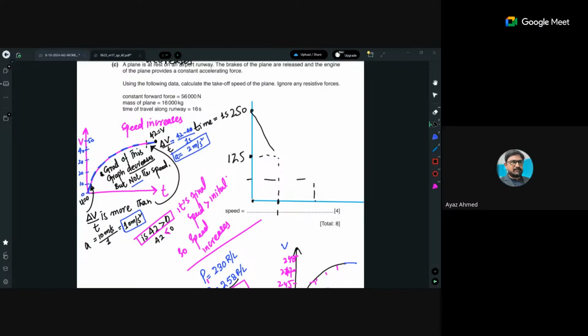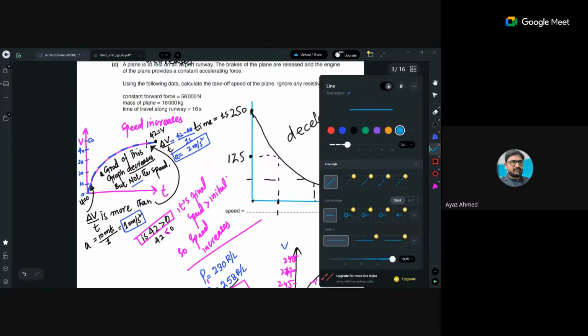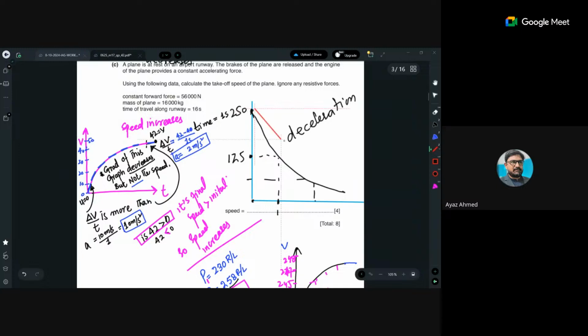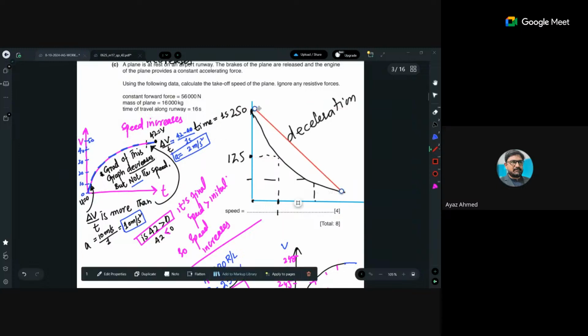So this means the speed is reducing. Are you getting it? This is deceleration, decreasing deceleration. But if I want to draw a straight line, that straight line is actually uniform deceleration. What is that? Uniform deceleration. Okay, is it uniform deceleration?